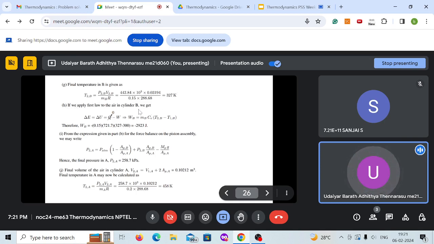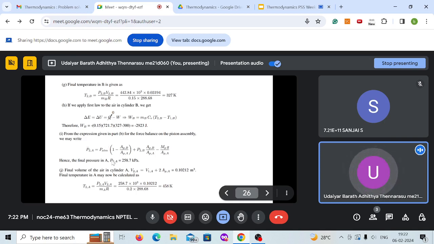So if we apply the first law to cylinder B, we can find out how much is the change in internal energy, and from there we can find out the work. It will equal m into Cv (T2B minus T1B). We have found out the temperature here, and the initial temperature is known, 300. So we will know how much is the work done on the gas in cylinder B. It will come out to minus 2923 joules.